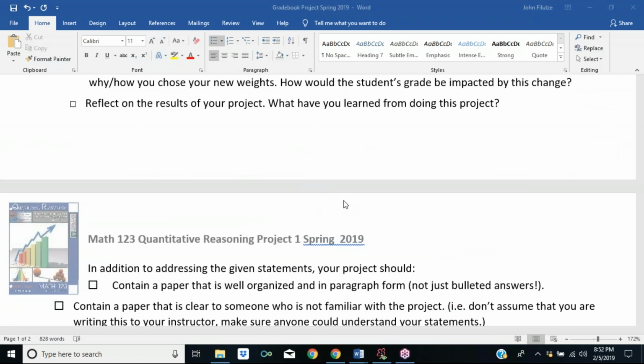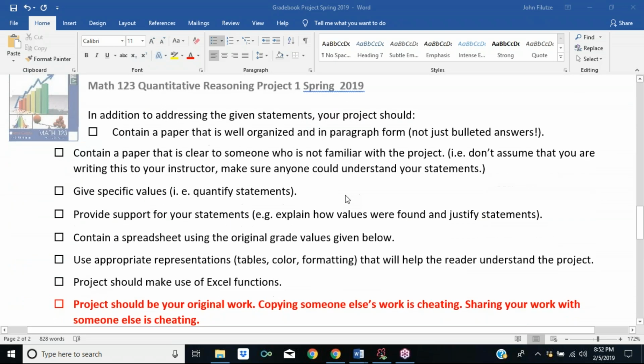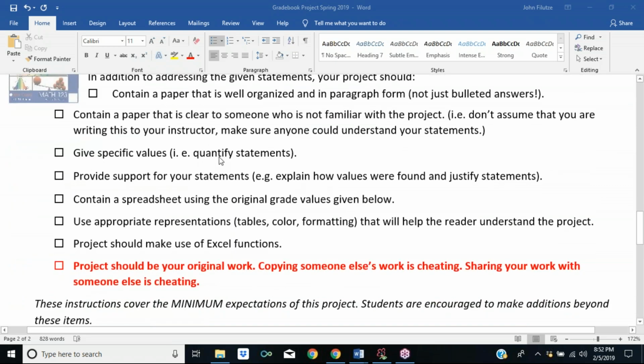So look through the scenarios. It looks daunting, I know, but really it's not. And then quantify your statements. Don't just give, it was this percent or it was this much more. Be starting to give explanations in your answers, okay?